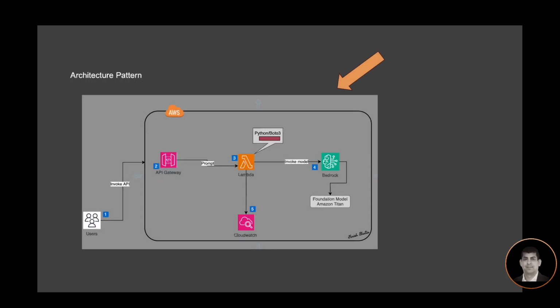Let's look at our architecture design. There is a user that's invoking the API using API Gateway. In the request, a prompt is being passed, which is a transcript file. It's getting fed to a Lambda function. The Lambda function is written in Python Boto3 and invokes the Bedrock API. The underlying foundation model is Amazon Titan, and logs are getting logged in CloudWatch.